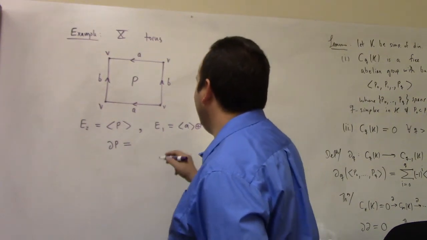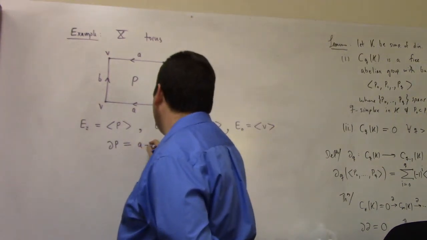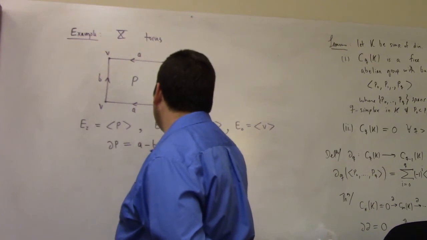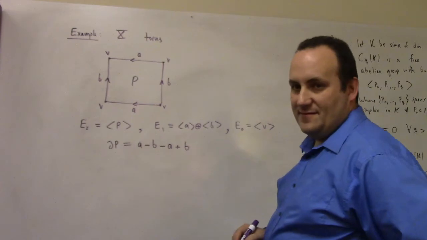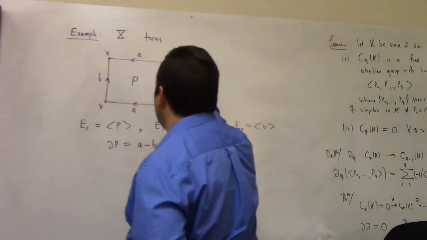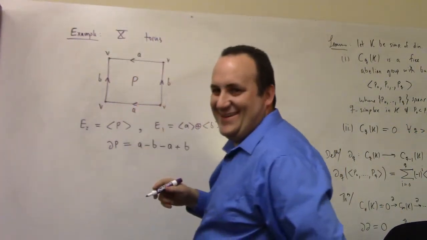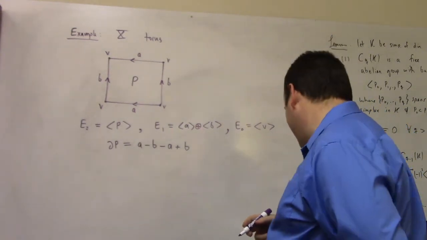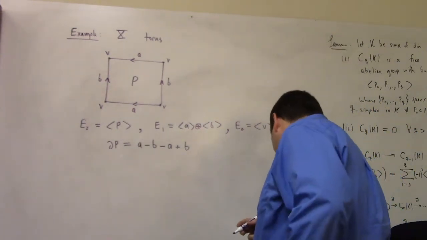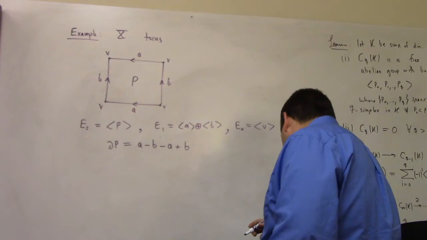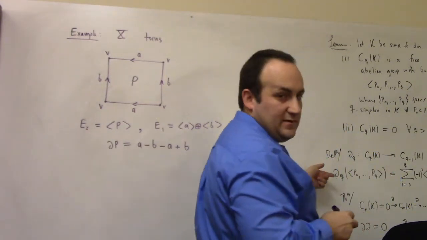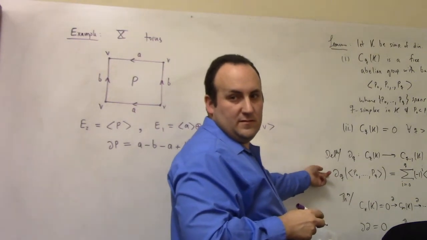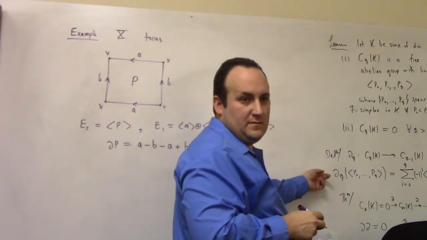I mean, I guess I can see it. It's A minus B minus A plus B, isn't it? I just cheated and looked at the picture, but I know that's not rigorous. But how is that differentiation? The differentiation should be decided by the rules, you know.